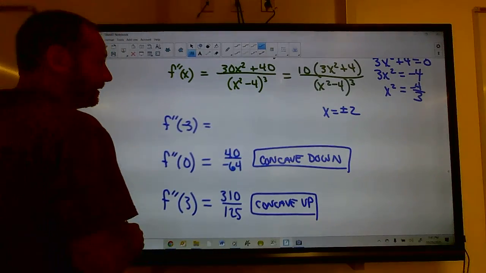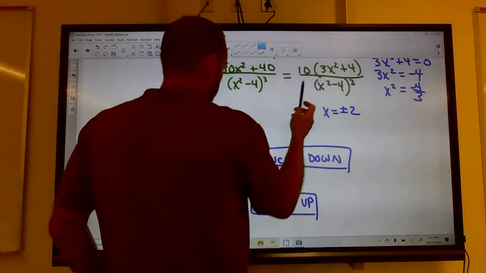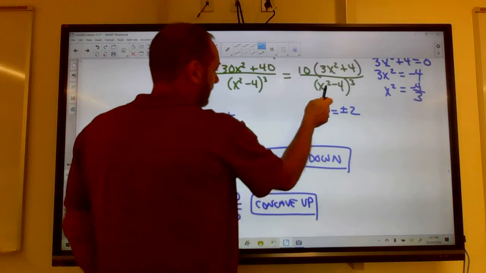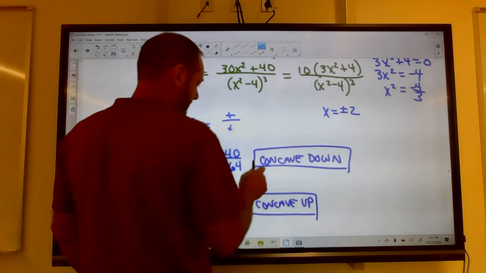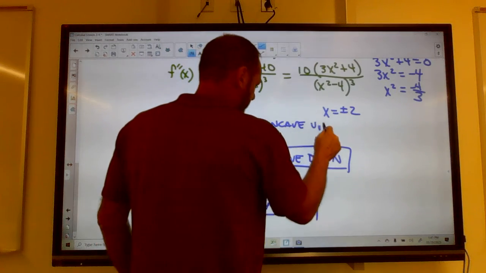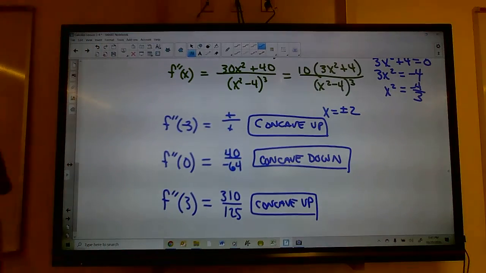And over here, if I put in negative 3, well, this is still going to be positive on the top, because when I square it, it's going to be positive. Again, I square it, it's going to be positive. So it's going to be the same answer as this one. It's going to be concave up as well. Okay.